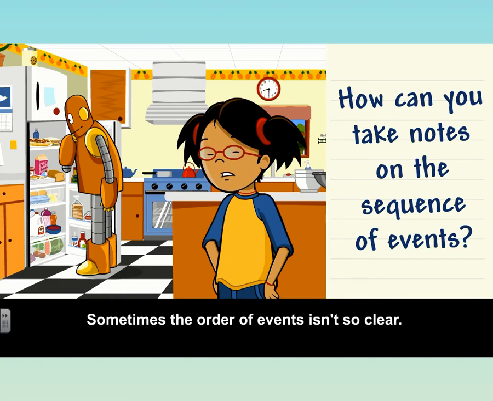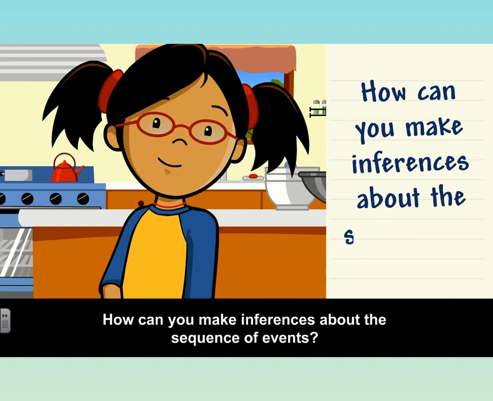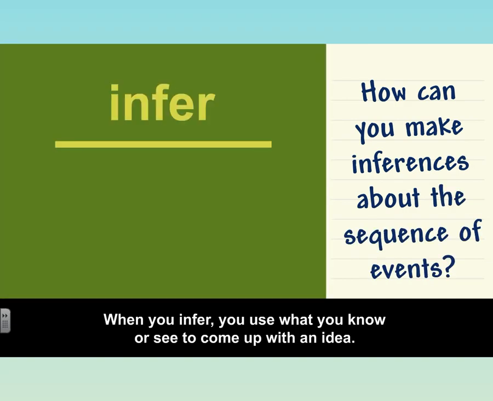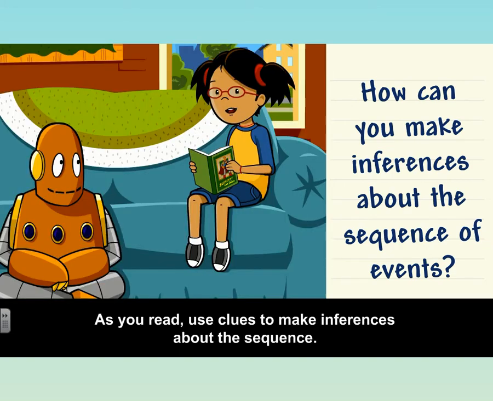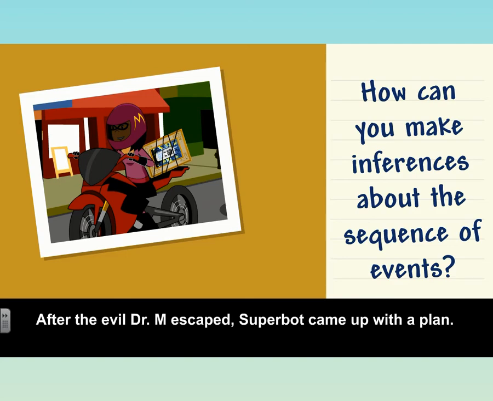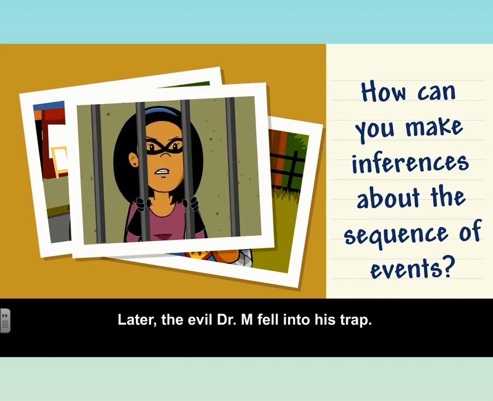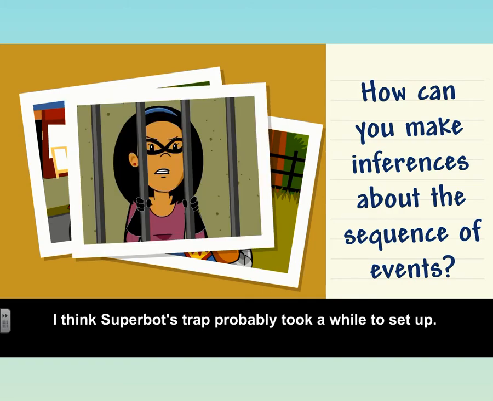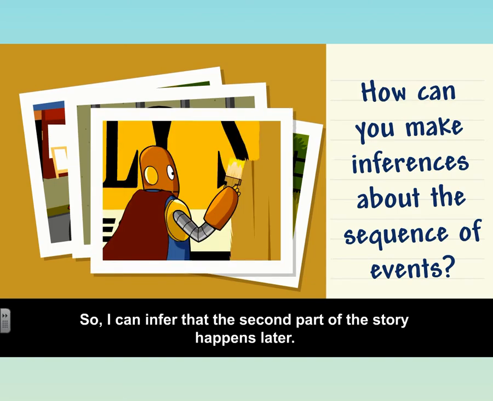Sometimes the order of events isn't so clear. How can you make inferences about the sequence of events? When you infer, you use what you know or see to come up with an idea. As you read, use clues to make inferences about the sequence. After the evil Dr. M escaped, Superbot came up with a plan. Later, the evil Dr. M fell into his trap. I think Superbot's trap probably took a while to set up. So I can infer that the second part of the story happens later.